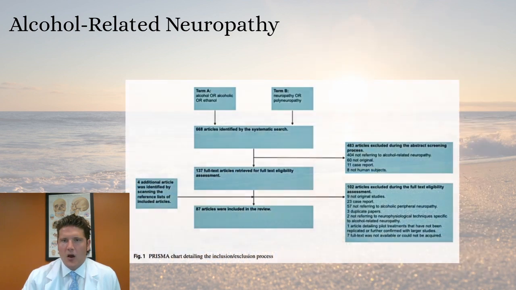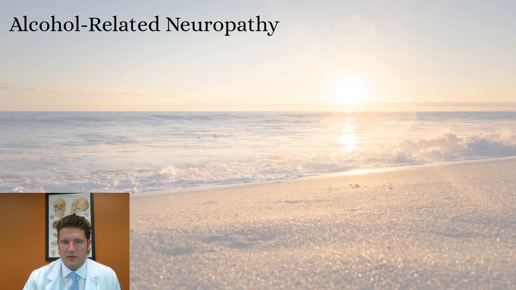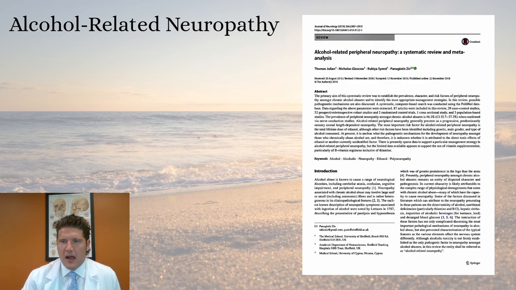They then weaned down the articles, and they included some articles and excluded a lot of articles. And they found that upwards of 46.3% of alcoholics are going to develop peripheral neuropathy at some point. So that's a pretty significant statistic. So around half of people who suffer with alcoholism, chronically abusing alcohol, are going to develop peripheral neuropathy.